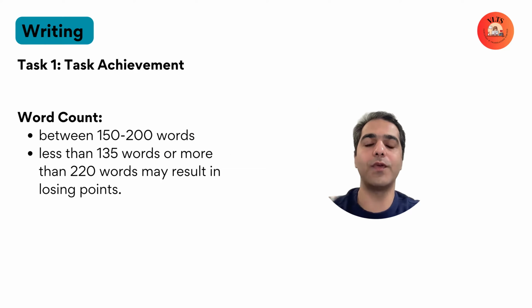The second point to consider in writing tasks is the word count because it's very important. If you don't follow the rules, you might lose points. So always aim for a word count between 150 to 200 words. Anything less than 135 and more than 220 words may result in penalty and losing marks.